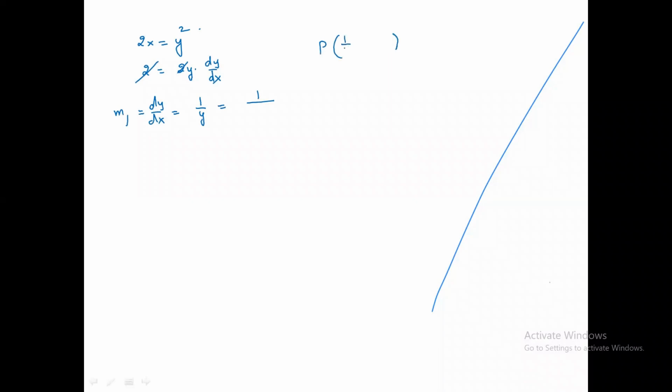What is the point of intersection? 1 by 2 k power 2 by 3 and k power 1 by 3. So the y value is k power 1 by 3. I have put that.